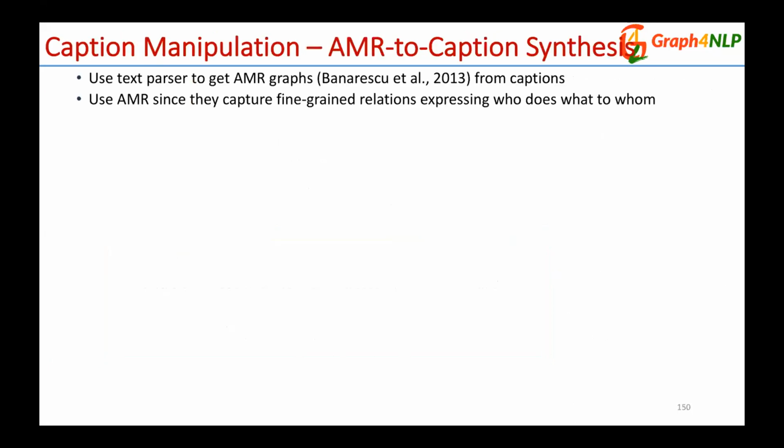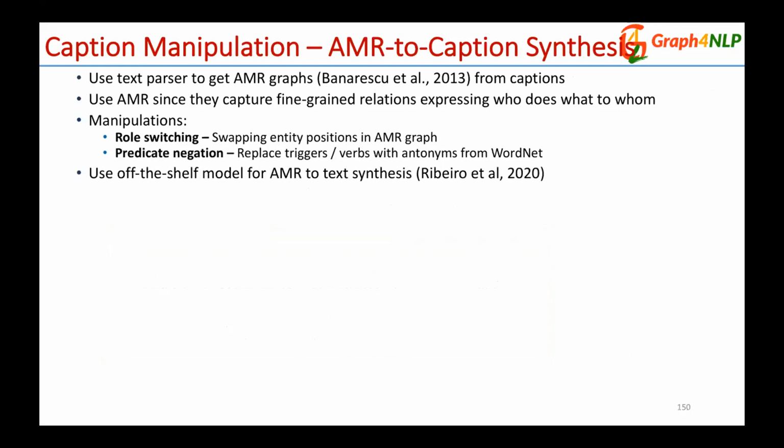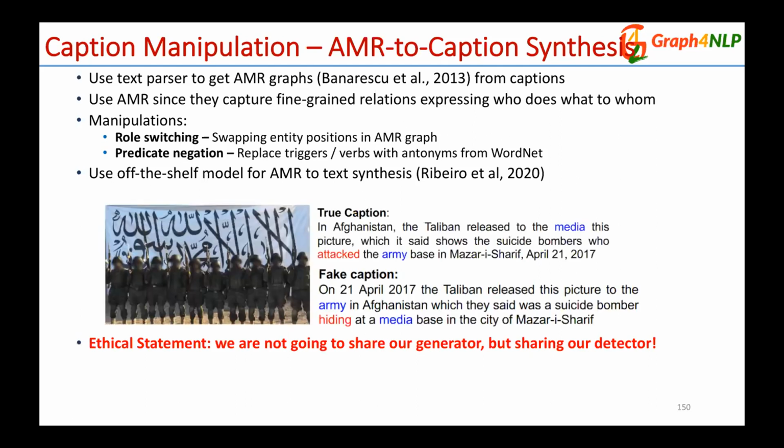Okay, so Lifei talked about AMR parsing, and I also talked about using AMR parsing for IE. We can also use the AMR graph, which is much richer than a regular IE graph, and manipulate it by switching the roles and introducing negations, and then use graph-to-text generation to generate the fake caption. Here are just some examples.